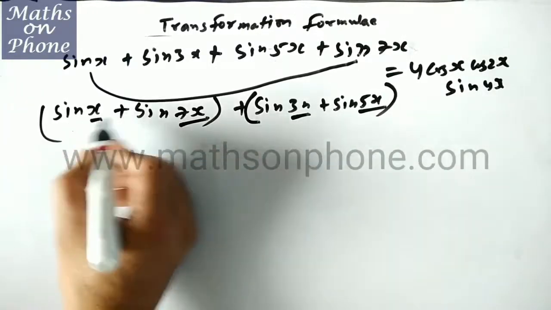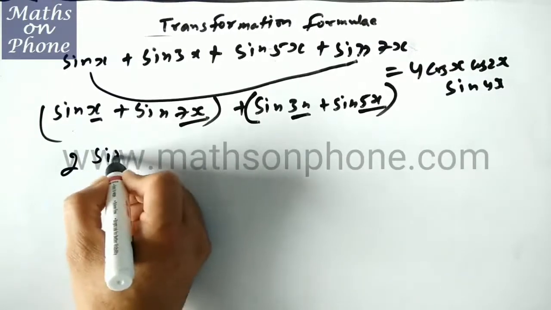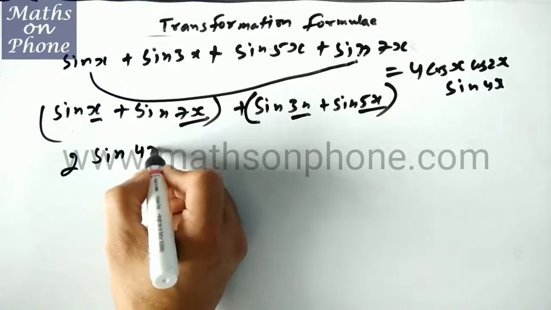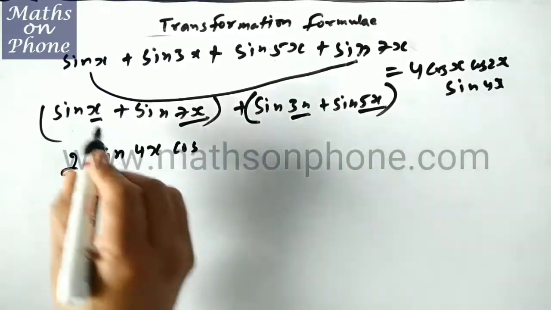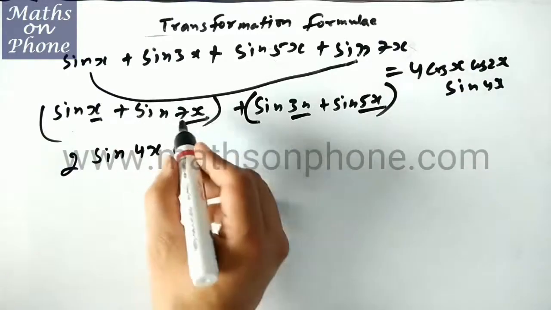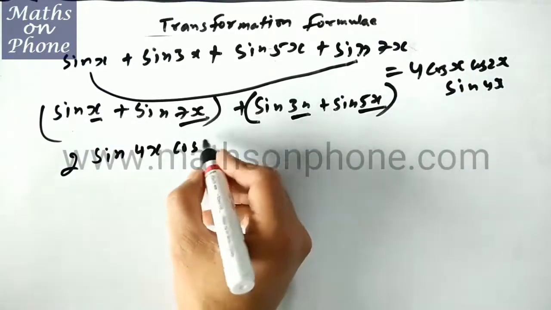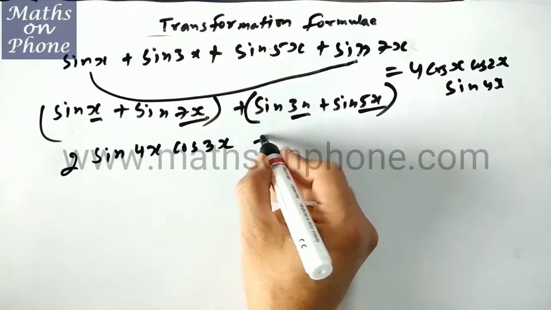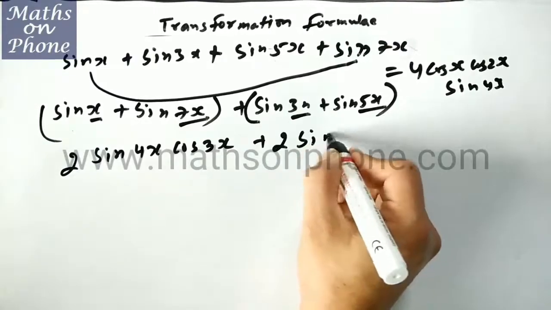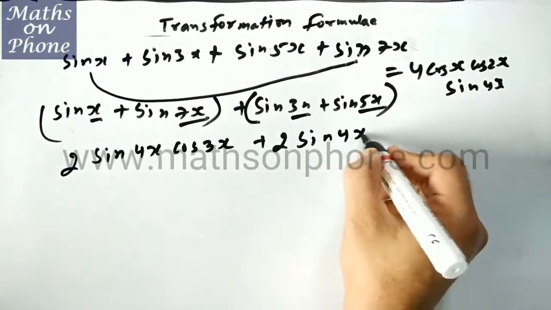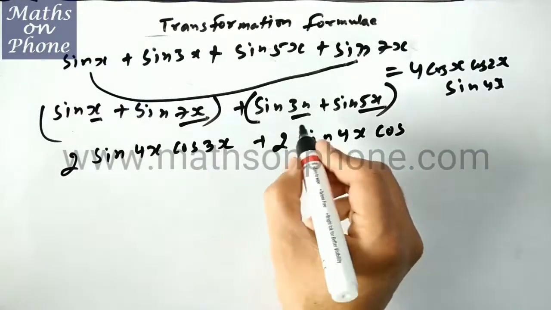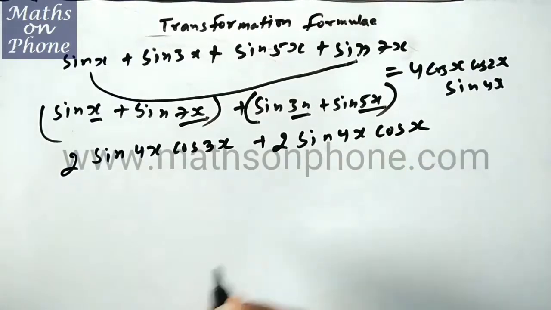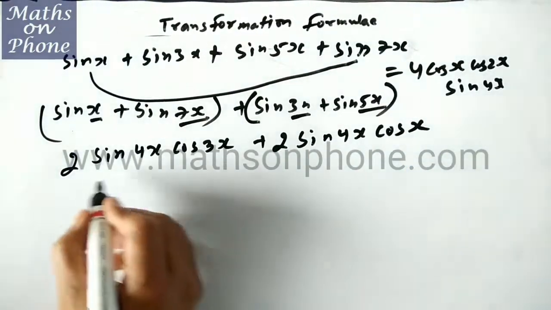Now we apply the formula sin c plus sin d. This is 2 sin (c plus d) by 2, that means x plus 7x, 8x by 2, that is 4x, into cos (c minus d) by 2, x minus 7x is minus 6x by 2, minus 3x, and cos of minus 3x is just cos 3x. Here, this is 2 sin 4x, into cos (3x minus 5x), minus 2x by 2 is minus x, so just cos x, because cos of minus theta is just cos theta.